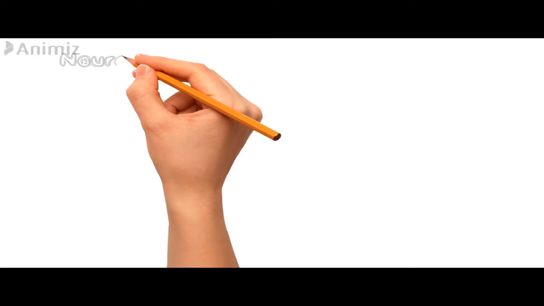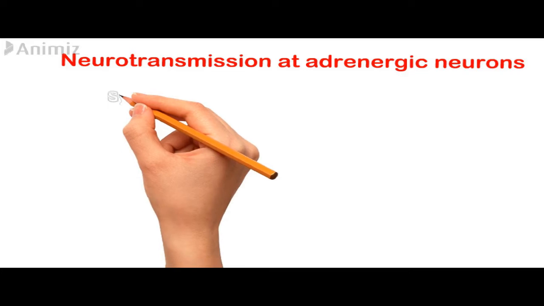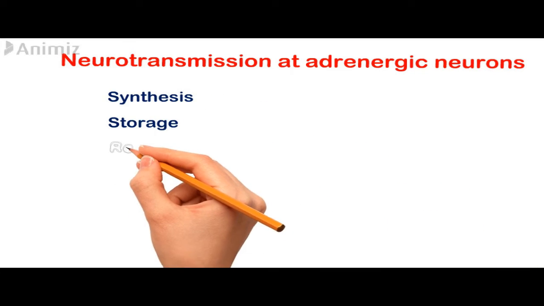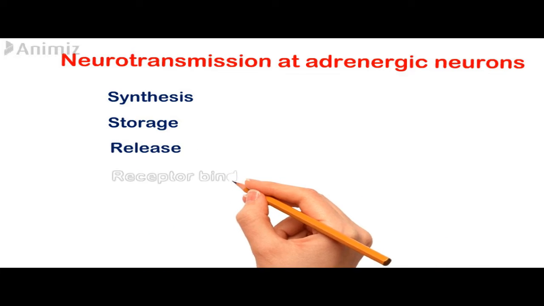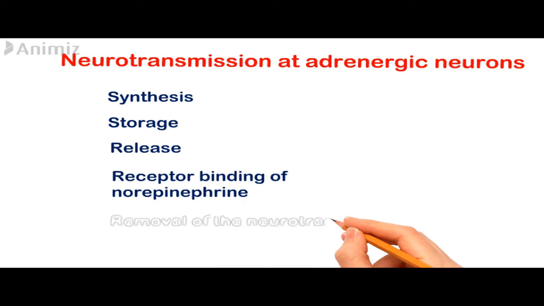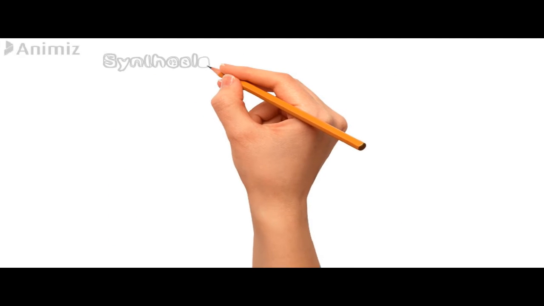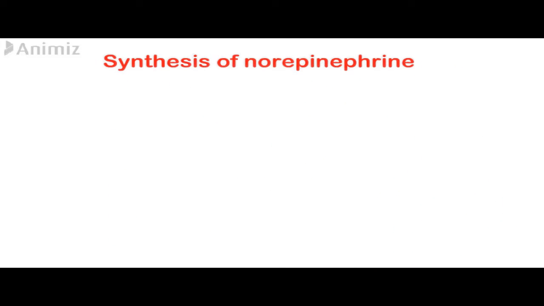If we talk about the neurotransmission at these neurons, it involves 5 steps, which are the synthesis, storage, release, and receptor binding of norepinephrine, followed by the removal of this neurotransmitter from the synaptic gap. So norepinephrine is synthesized from an amino acid called tyrosine.